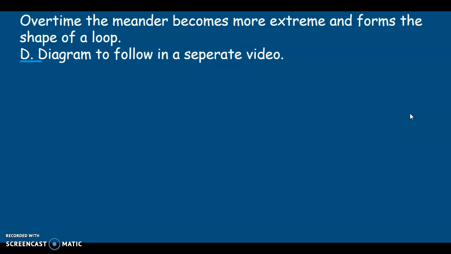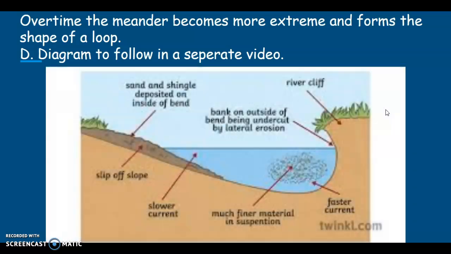A diagram will follow in a separate video, so I'll do a video on how to draw your diagram of a meander, because I know a lot of people struggle with the diagram part. But this is your cross-section of a meander. This is as if you had a cake and you slice down through it. This is your slice through the meander.